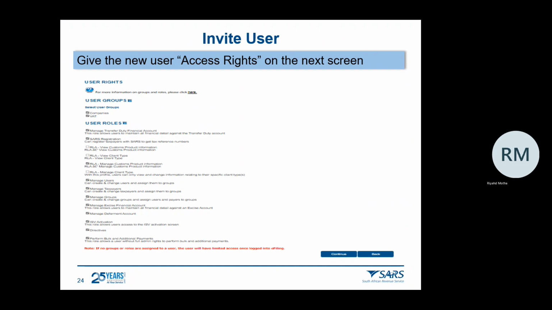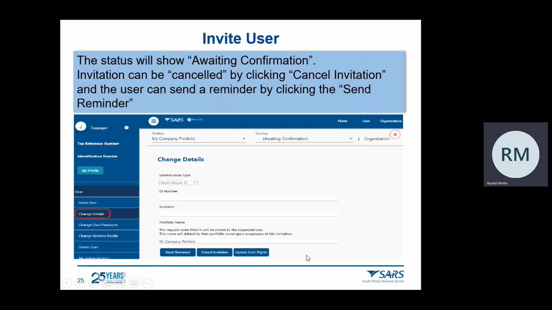If it is that you want to go and change that at a later stage and give the person perhaps more work to do or delegate more functions to them, you can go back and change the user rights. So it's important to make sure that when you're allocating the user rights, firstly, you're allocating the correct user rights to the correct person for the correct client. So once you've done that, you have selected it in a little tick block. You can then say continue. The status will now show awaiting confirmation.